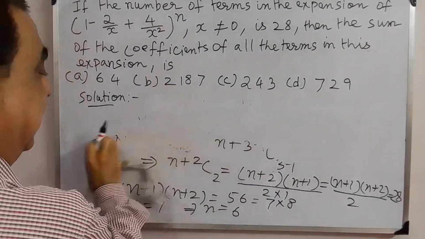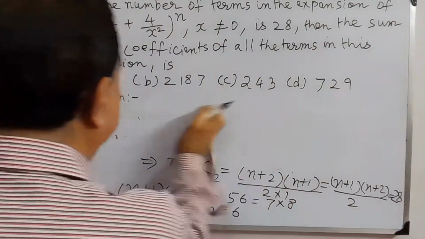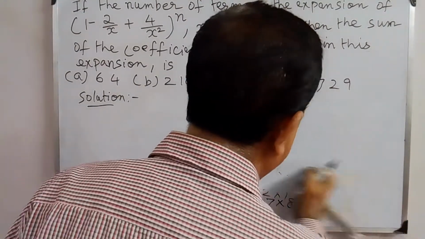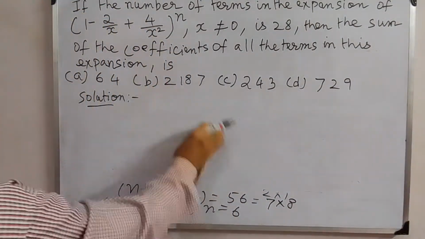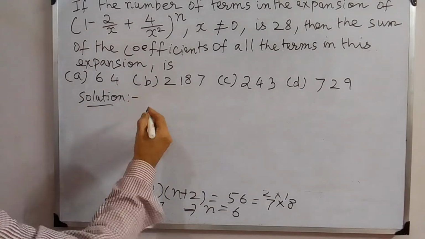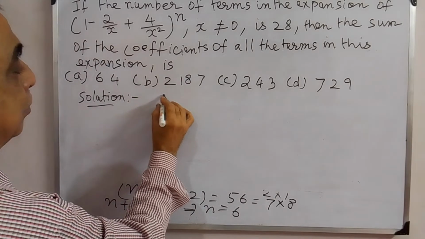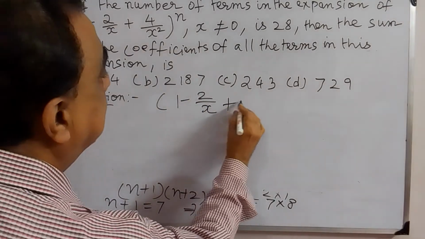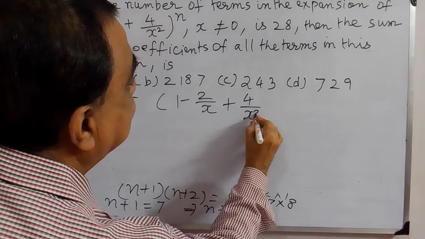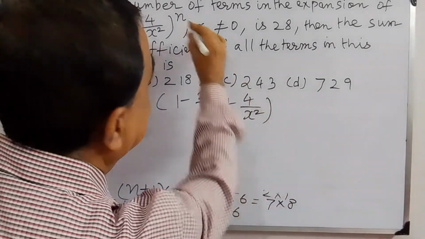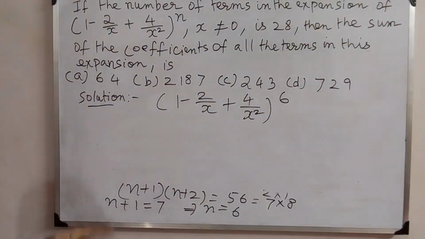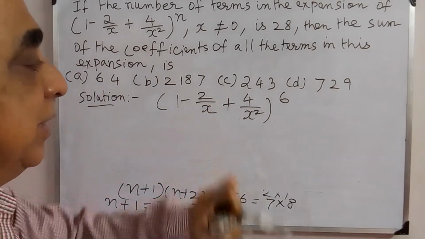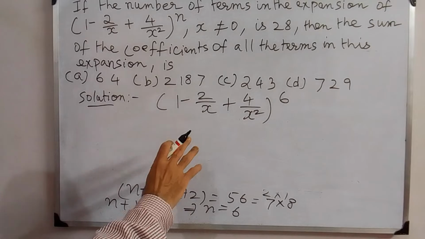Now what will be the sum of the coefficients? We have to find the sum of the coefficients, that means leaving the x. So here the expansion will become 1 minus 2 by x plus 4 by x squared, whole to the power n. n is 6. Now the sum of the coefficients we have to find out, that means leaving the x. So you have to remember this thing.